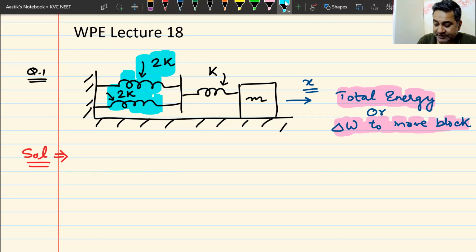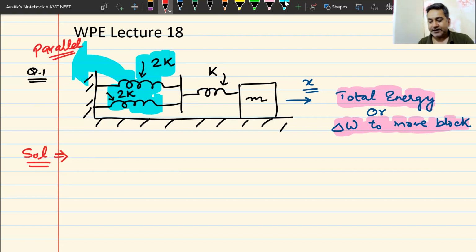Yes, Abhiram, they are connected in parallel. So these two springs are in parallel. First of all, you have to find out how you can replace these two springs by a single spring. Once you have done that, you will have one spring in place of these two springs.